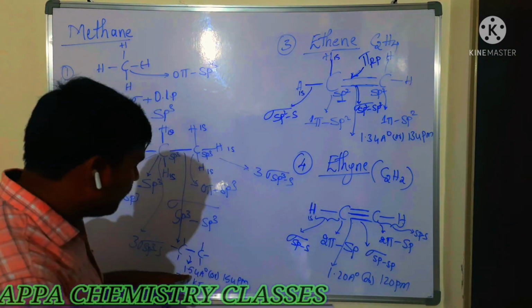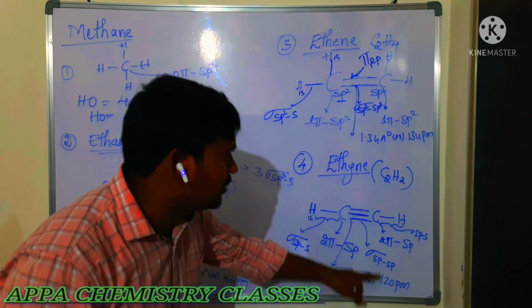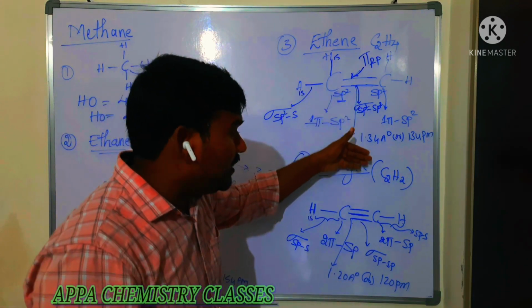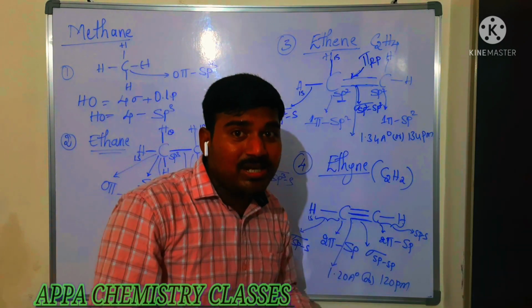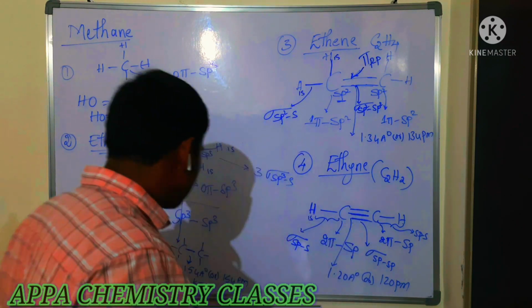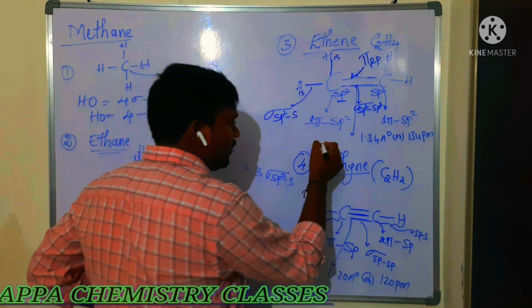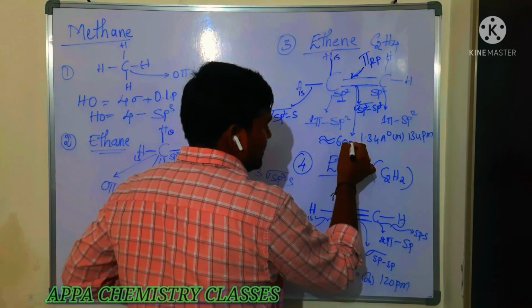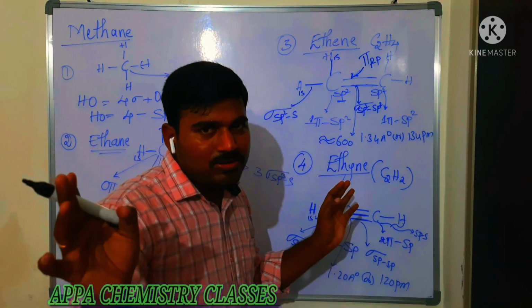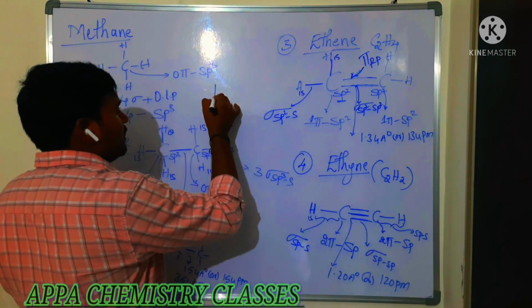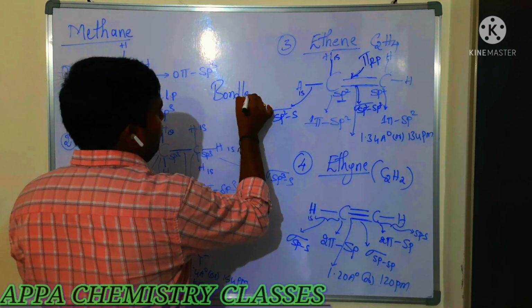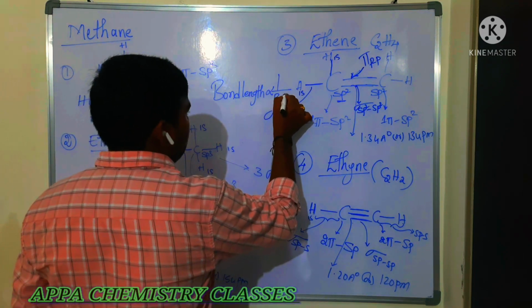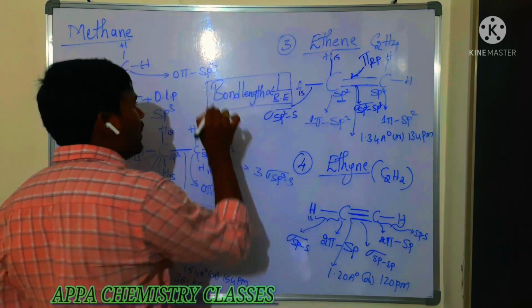Now what is happening here? 1.54, 1.34, 1.20. As the number of bonds between the atoms increases, what happens? Bond length is decreasing. When bond length is decreased, its bond energy will increase. Here 351 kilojoules, now here approximately it will be 600. Nearly I am saying, I don't know the exact value. No need of remembering the exact value also. You have to remember the relation: bond length is inversely related with bond energy. Bond energy, in the sense, is the energy required to break that bond.